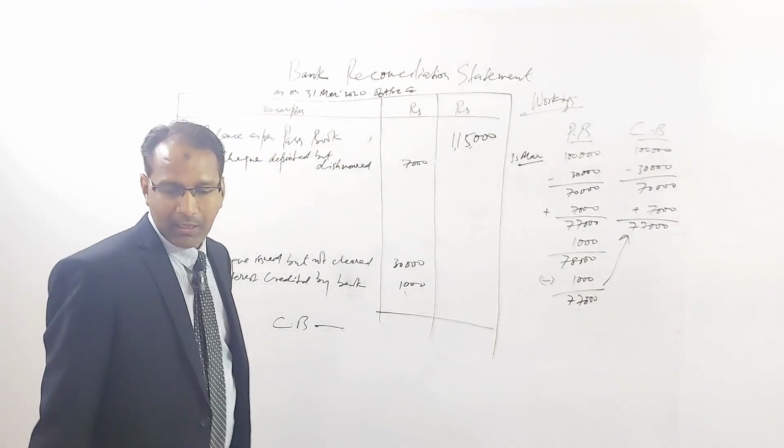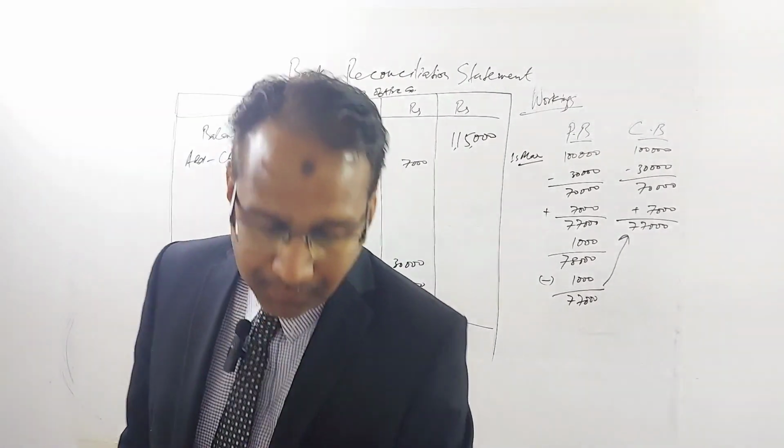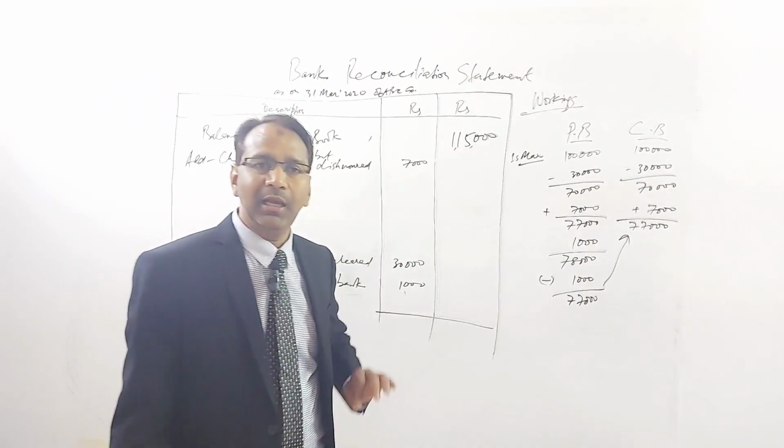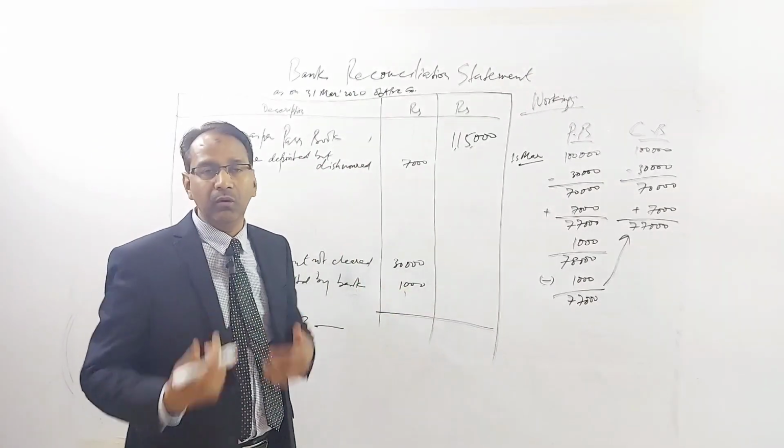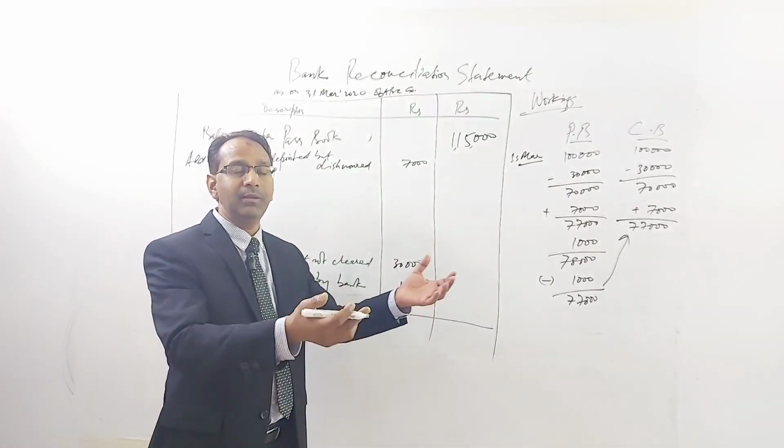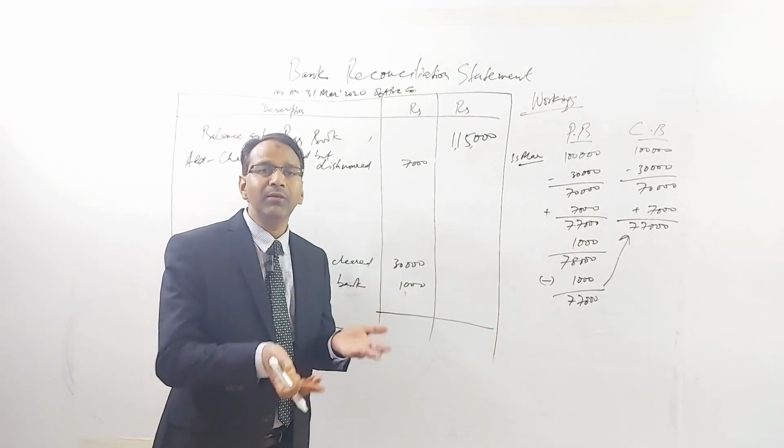Okay, ठीक है. And then there is bank has charged a commission of 300 rupees, and without the information. I mean, we don't know. When we receive the passbook, when we receive the statement from the bank, then only we came to know.